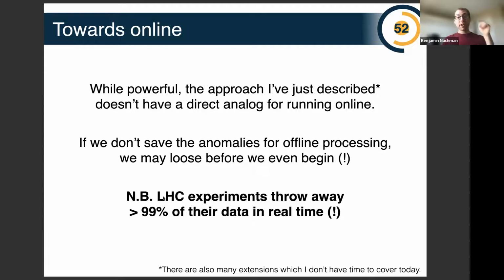So the methods I just told you about, they do anomaly detection offline. So if you've already saved the events, but if you haven't even saved the events to begin with, then there's no chance you'll be able to find the new physics. And so this is the real challenge. Can we imagine doing an anomaly detection procedure online? And one way of thinking about that is, can we design a system that can save events for further processing that are likely to be anomalous?